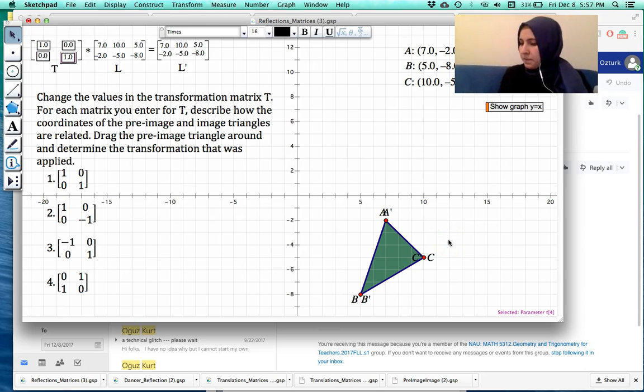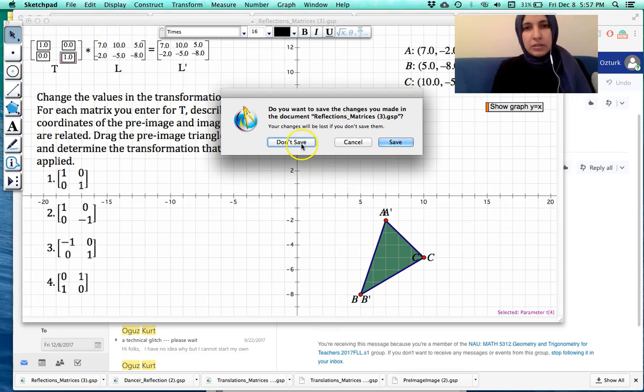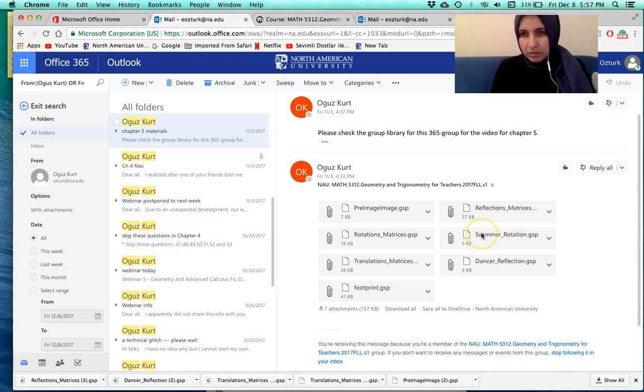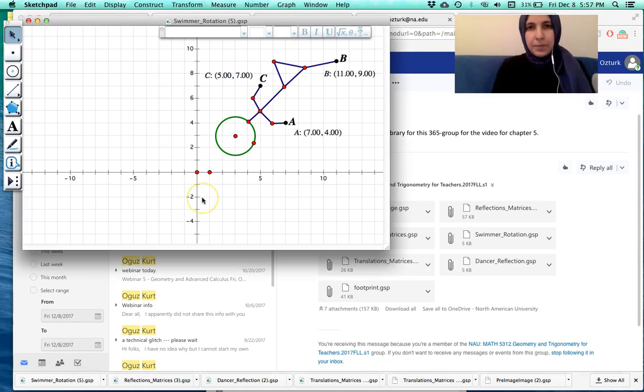Question 25. Measure the coordinates. It wants me to open the swimmer rotation sketch. First of all, yay. Measure the coordinates of A', B', and C'. Describe how the coordinates of points A', B', and C' are related to the coordinates of points A, B, C. Actually, there are steps.